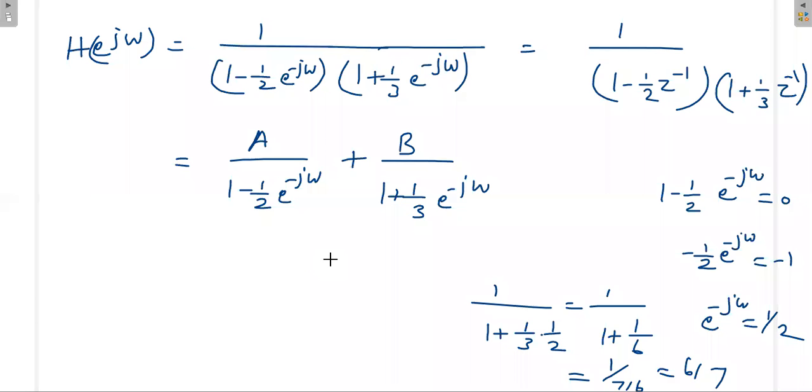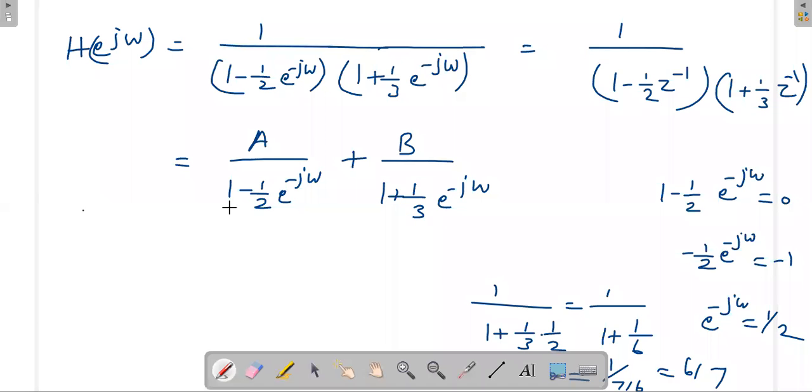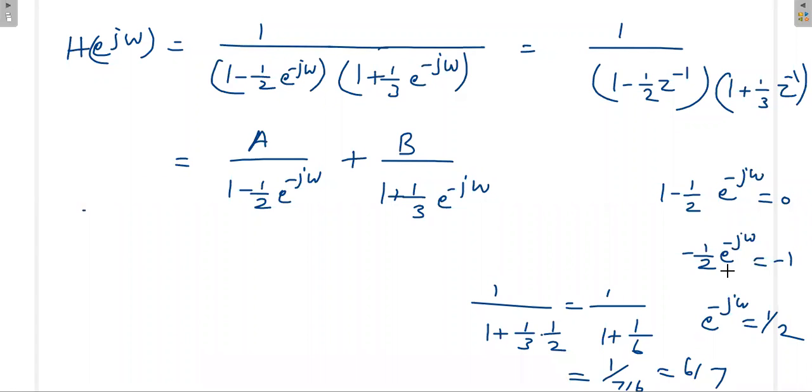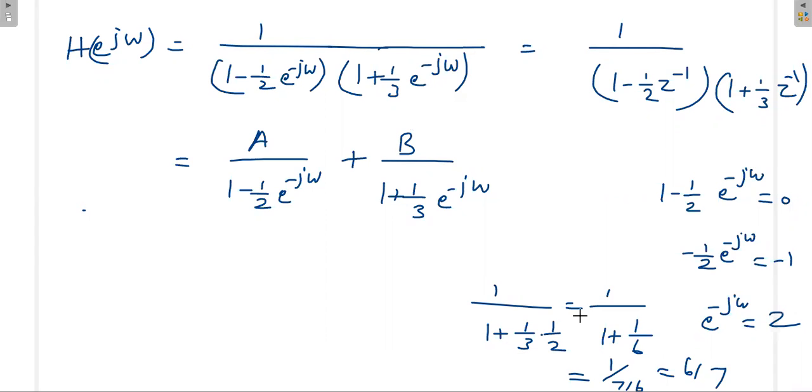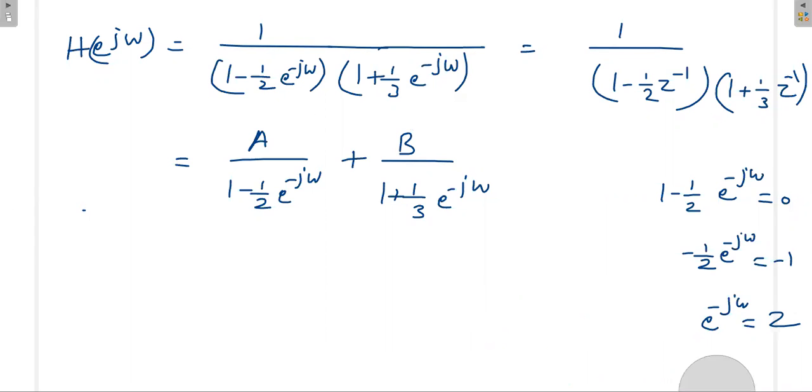Okay, I think we made a mistake here. From this step, we will not get 1 by 2, we will actually get 2. This is 2. That means these are all wrong. Just calculate now. So e power minus j omega is 2. Just substitute that value here. That is 1 plus 2 by 3, so 5 by 3. That means 3 by 5.